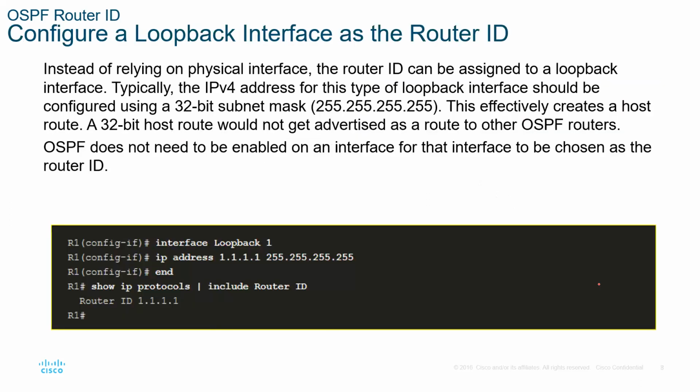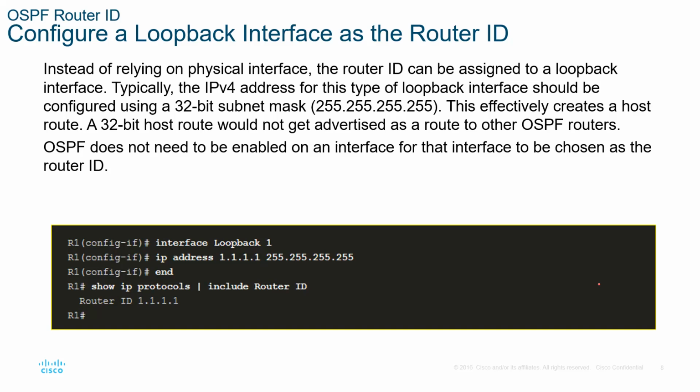So you see, since you already know how the election happens, you can influence it by putting a higher value as the router ID. So instead of relying on the physical interface, the router ID can be assigned to a loopback interface. Typically, the IP version 4 address for this type of loopback interface should be configured using a 32-bit subnet mask. So this effectively creates a host route. So a 32-bit host route would not get advertised as a route to other OSPF routers.